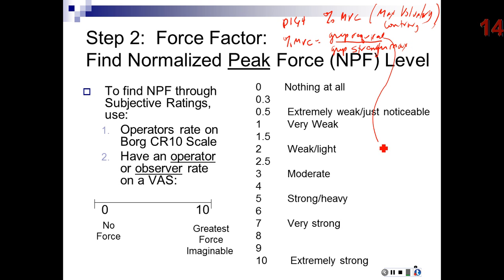For example, in this one, percent MVC, if a job required they exert 10 pounds of force, and you measured their strength with a grip strength dynamometer, if they had 90 pounds of force, then that would be simply calculated 0.11, or they're exerting 11% of their maximum strength. So if you can get an estimate on the strength that they're exerting versus their maximum possible, you can calculate the percent MVC.